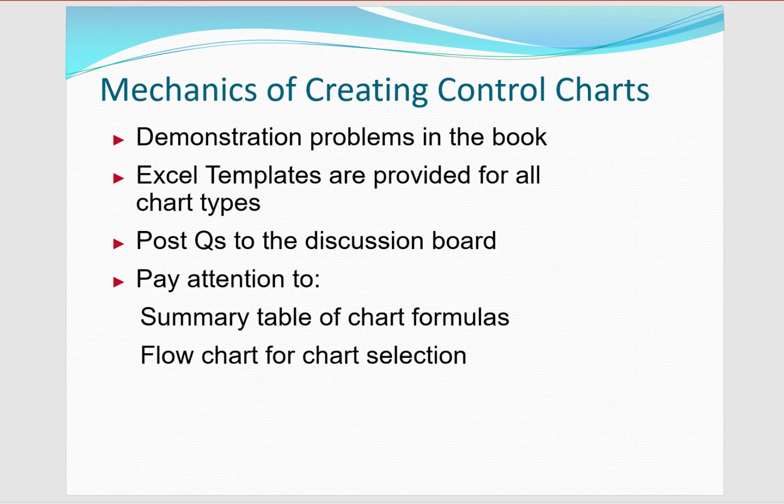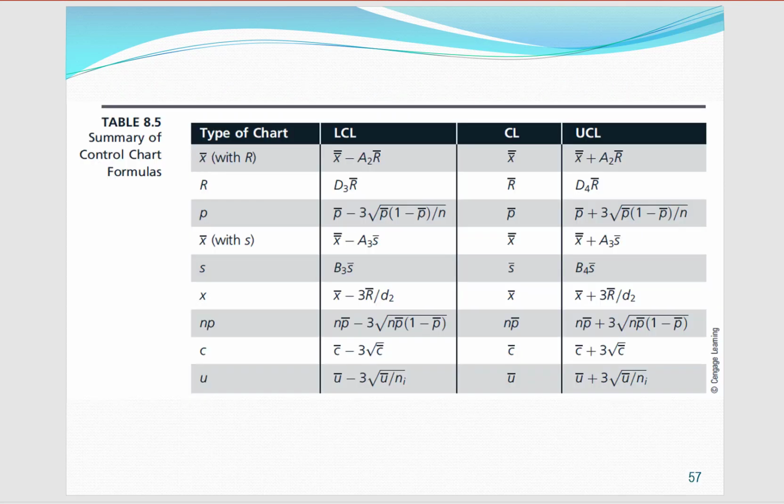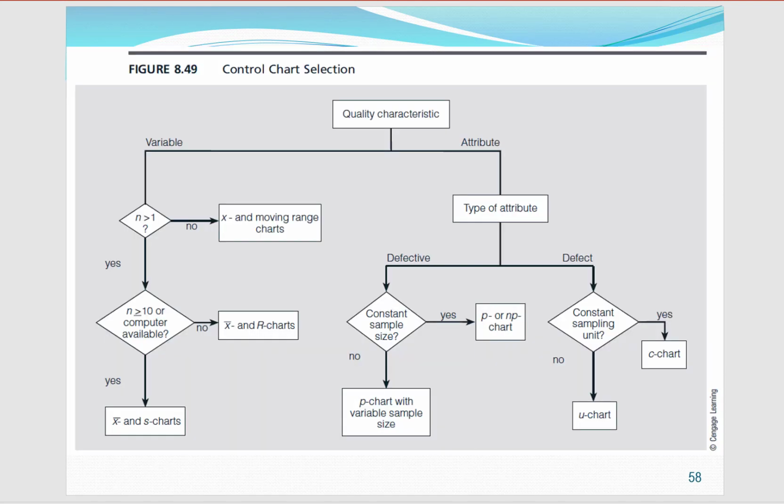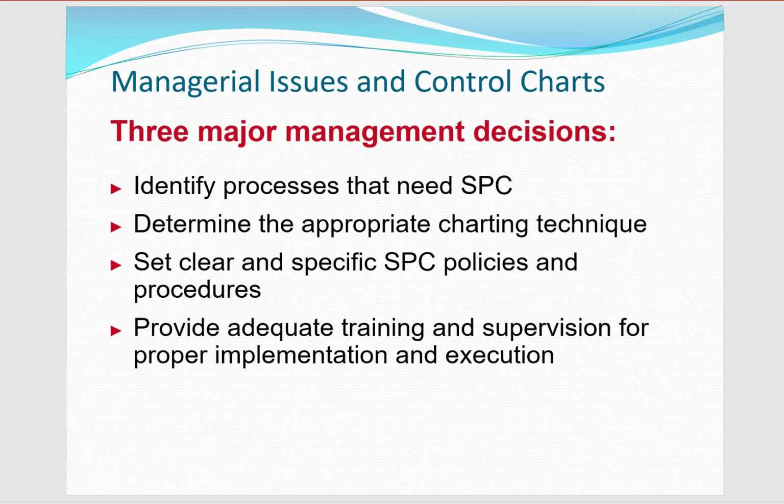But I want to draw your attention to two things that your book offers. One is a summary table of chart formulas, and one is a flow chart. So here is table 8.5. It gives you a summary of all the formulas, and then this chart is a pretty good one in terms of what type of chart to use and when and all that.